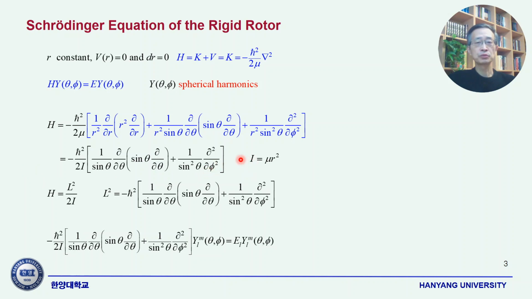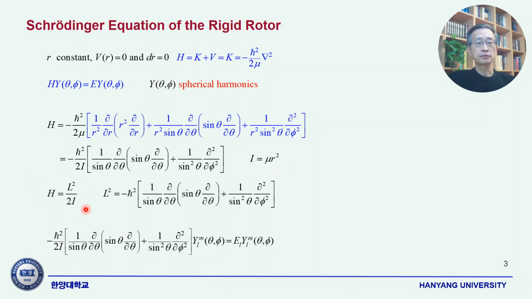Now we introduce the moment of inertia into this. All terms have r squared, so r squared mu is I. So we have minus h bar squared over 2I, and then only the theta and phi part of the Laplacian operator. Also, r is a constant here.